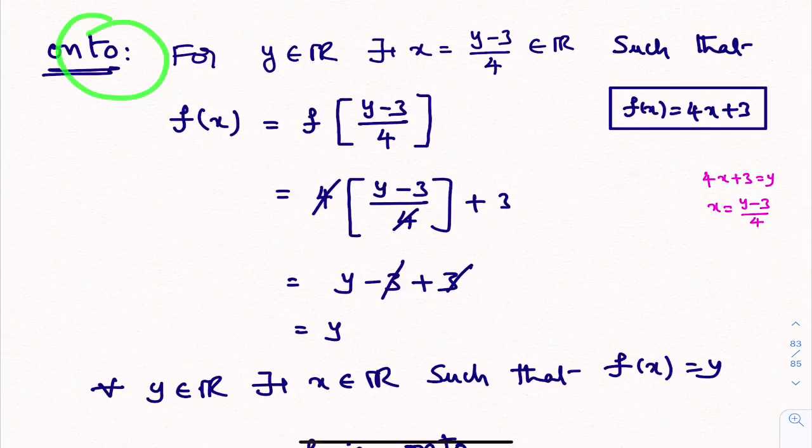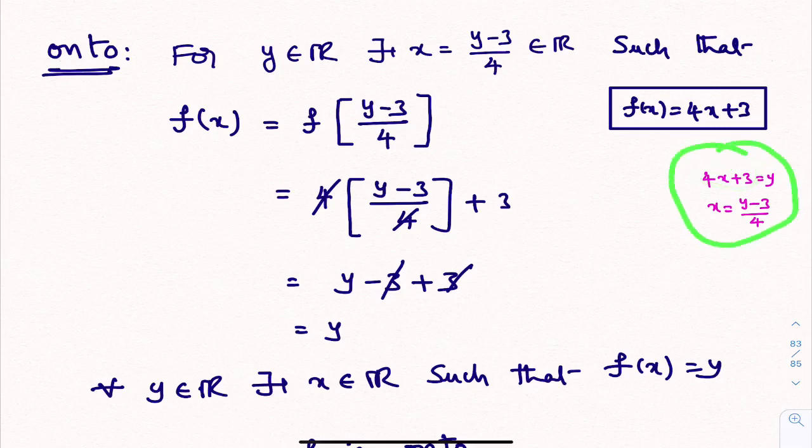See, onto function. Here a few tips I will tell, please listen. First thing, you write like this, f(x) = y. What is f(x)? In the question it is given that f(x) = 4x + 3. You observe whatever I am writing in this margin. First you take f(x) = y. f(x) is 4x + 3, that is given in the question. Now write x in terms of y.